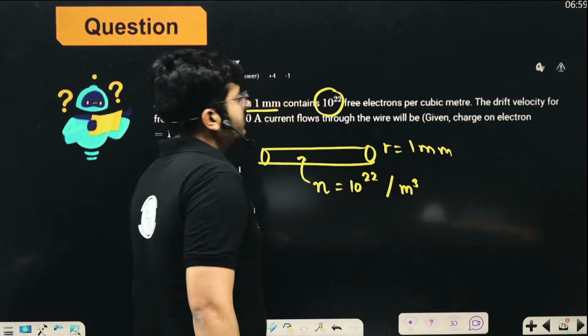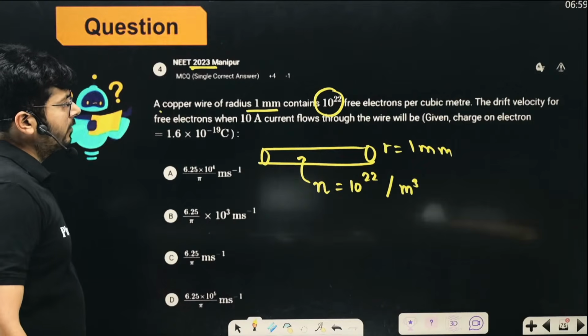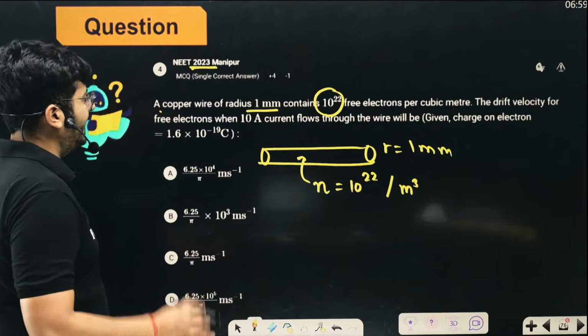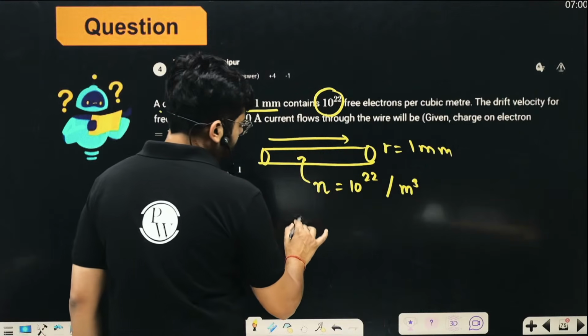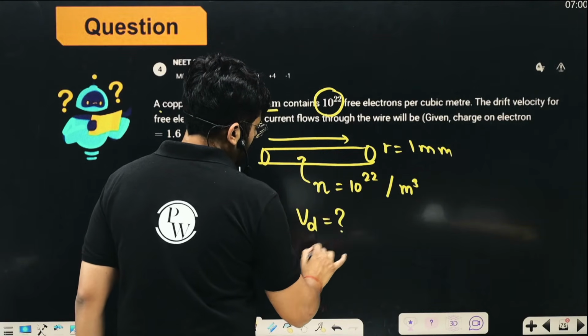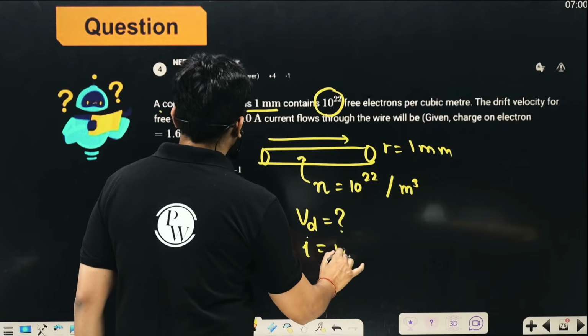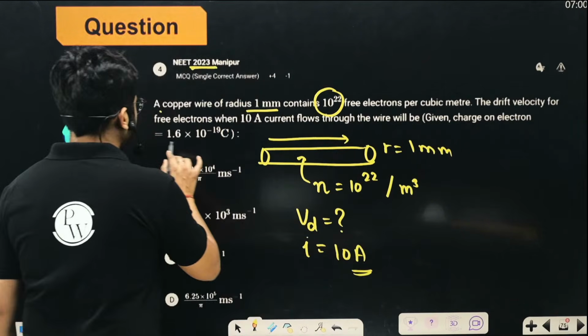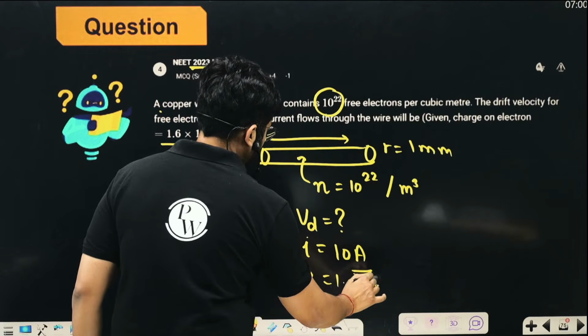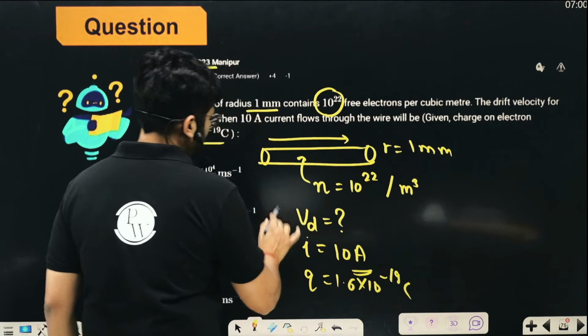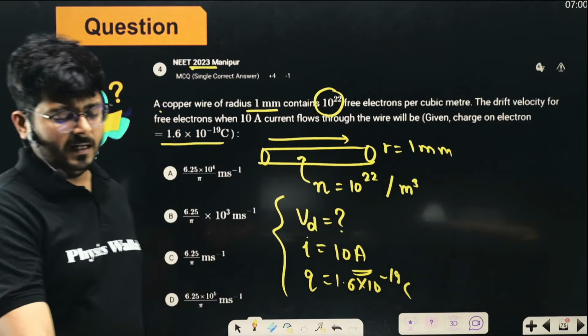All right. The drift velocity for free electrons when 10 ampere current flows through the wire will be. What will be the drift velocity of free electron when the current flowing through the wire is 10 ampere? It is given that the charge of a single electron is 1.6 into 10 to the power negative 19 coulomb. It was not needed, right? So what will be the value of drift velocity?